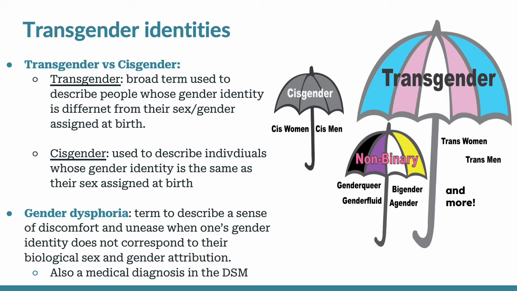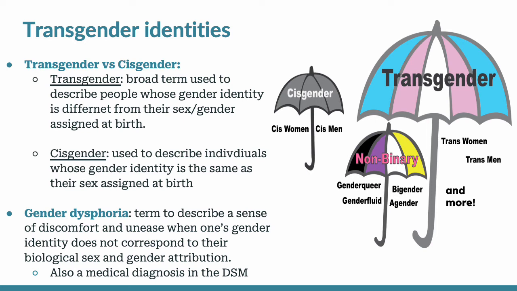Transgender is a broad umbrella term used to describe people whose gender identity is different from their sex/gender assigned at birth. Contrarily, cisgender is used to describe individuals whose gender identity is the same as their sex assigned at birth. As you can see in this diagram to the right, transgender is an umbrella term that encompasses binary gender identities, i.e. a trans man or a trans woman, as well as non-binary gender identities.